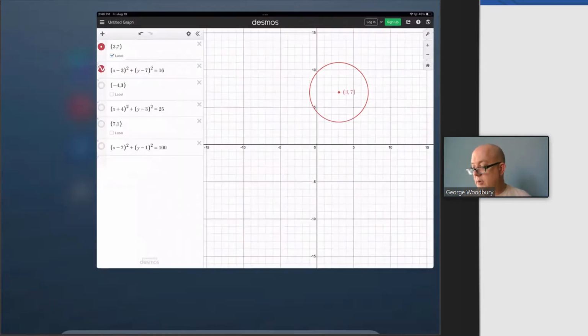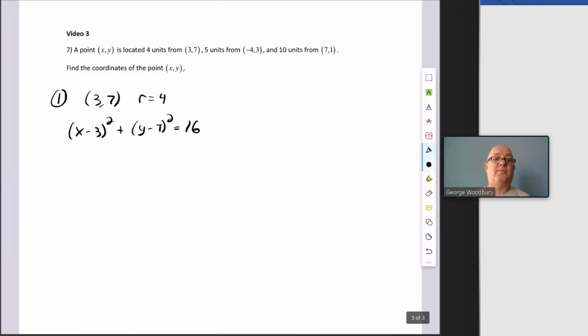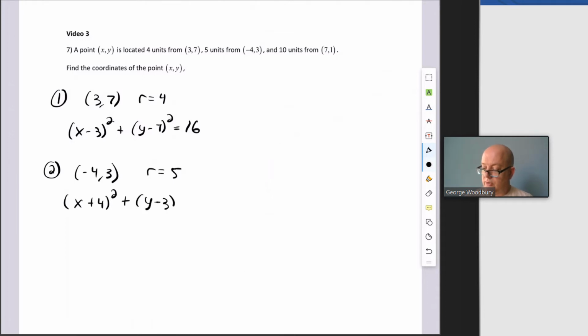All right, let's go ahead and come up with an equation for the second one. We're told that it's 5 units away from (-4, 3). So if we have a circle centered at (-4, 3) and a radius of 5, x, y will be on that circle. That equation is (x + 4)² + (y - 3)² = 25. Remember, the center-radius form of a circle, (x - h)² + (y - k)² = r². And here, when we did x minus negative 4, that's the same as x plus 4.